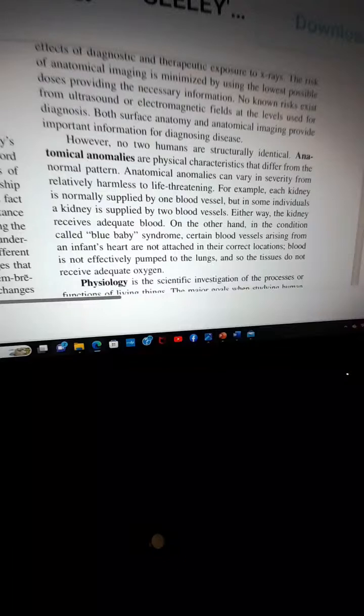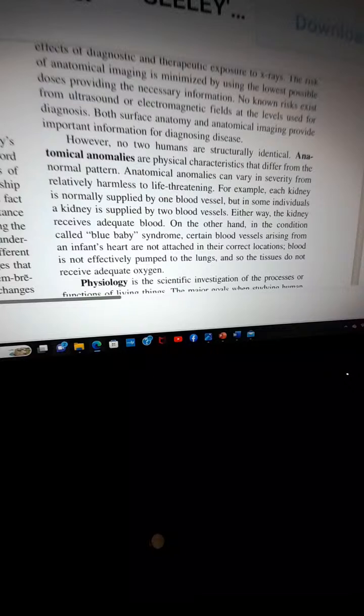Anatomical anomalies can vary in severity from relatively harmless to life-threatening. For example, each kidney is normally supplied by one blood vessel. But in some individuals, a kidney is supplied by two blood vessels. Either way, the kidney receives adequate blood.